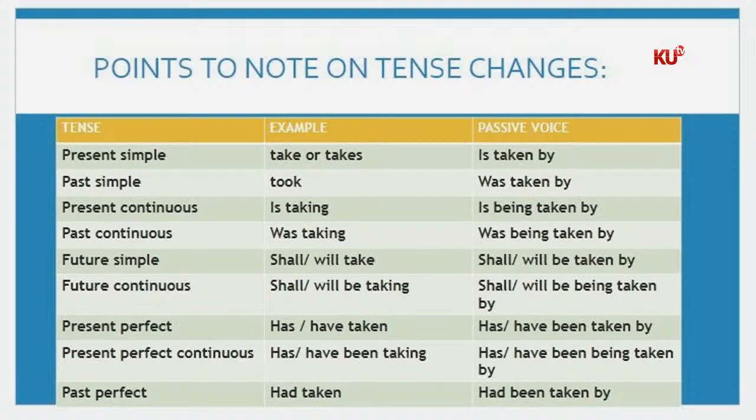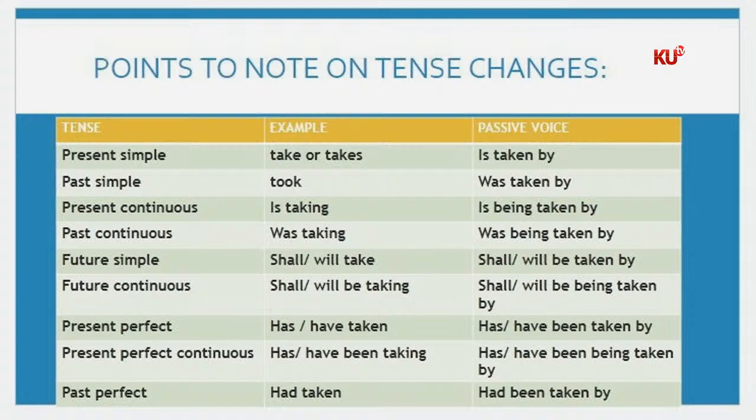When we come to future continuous tense, I shall be taking or you will be taking. That one changes to my book will be being taken. Remember, when you have ing on our verb, you must use being. So don't forget that one. Then shall or will changes to shall be or will be, and you also use being. So shall be being taken or will be being taken by.